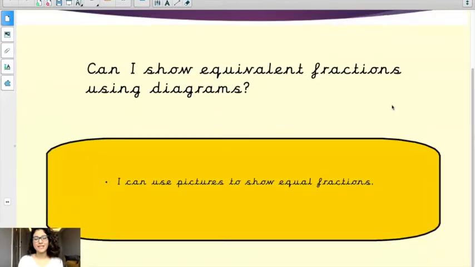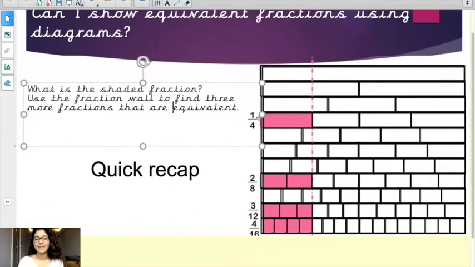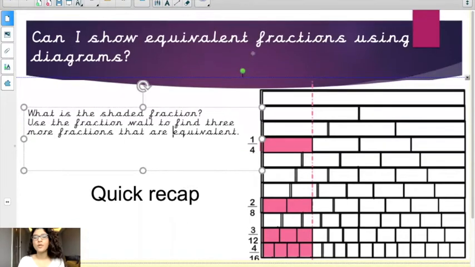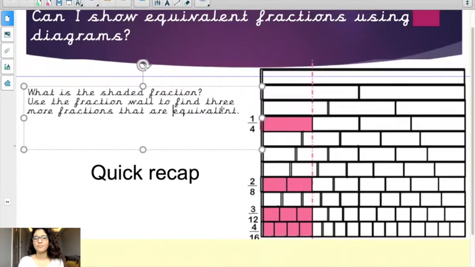Our learning objective for today is, can I show equivalent fractions using diagrams? So by the end of this lesson, you will be able to use pictures to show equal fractions. Quick recap, what is the shaded fraction? Use the fraction wall to find 3 more fractions that are equivalent. Have a go at answering that for me.